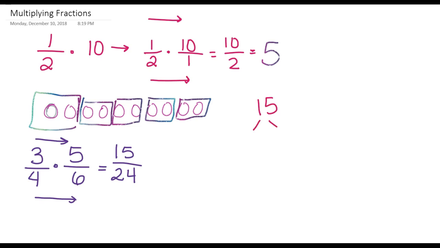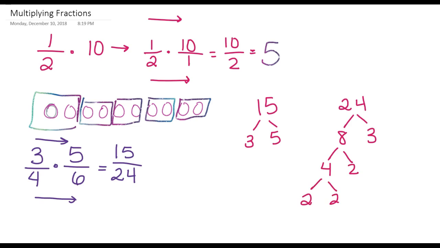So we have 15, which is going to be broken down into 3 and 5. And then I'm going to do 24. Let's see. I'm going to break this down into 8 and 3, 4, 2, 2, and 2. Now we ask ourselves, what numbers do they have in common? Well, I see this one has a 3, this one has a 3, and that's it. Which tells me right away that this is divisible by 3. And that would be the greatest common factor.